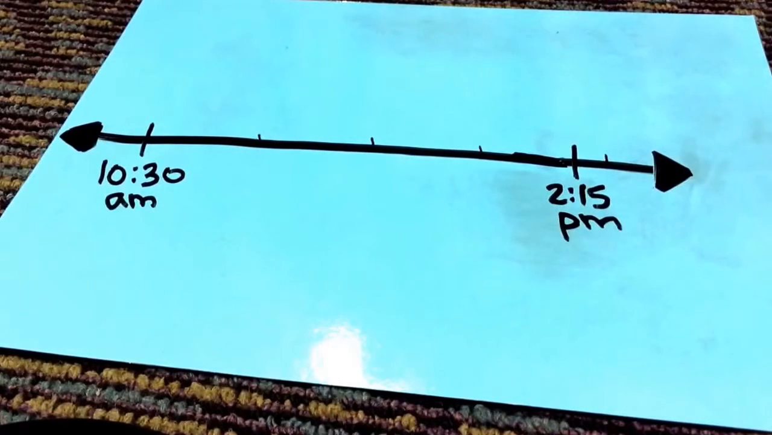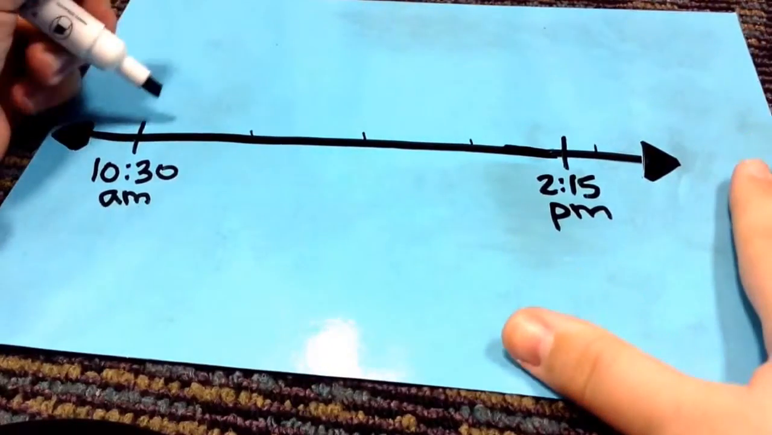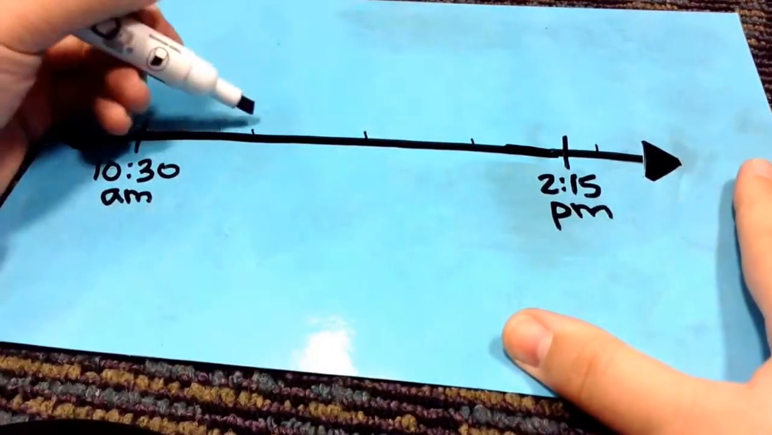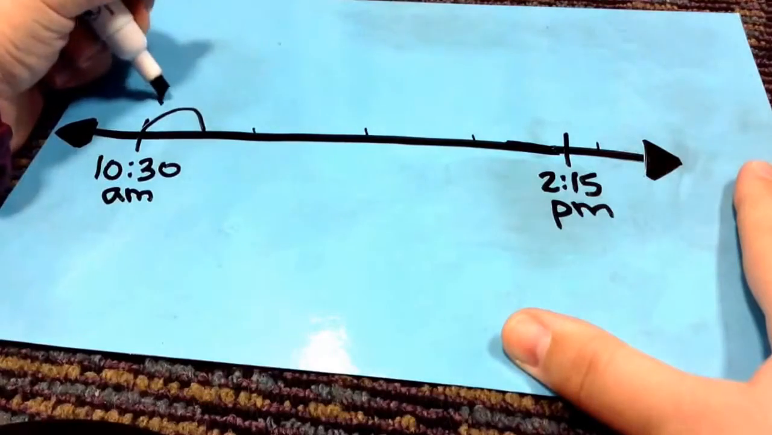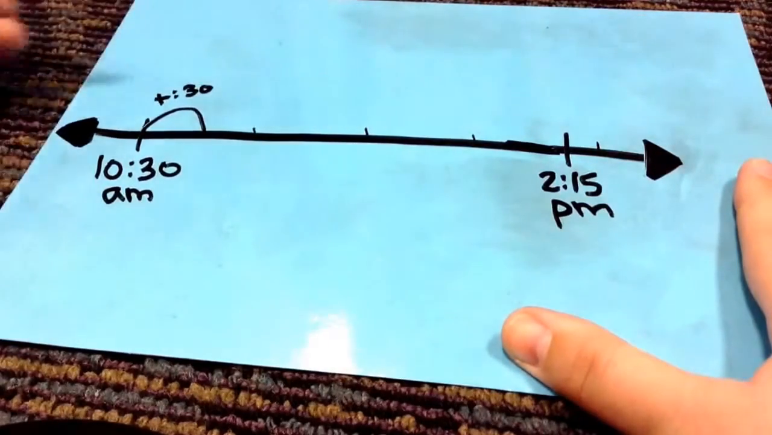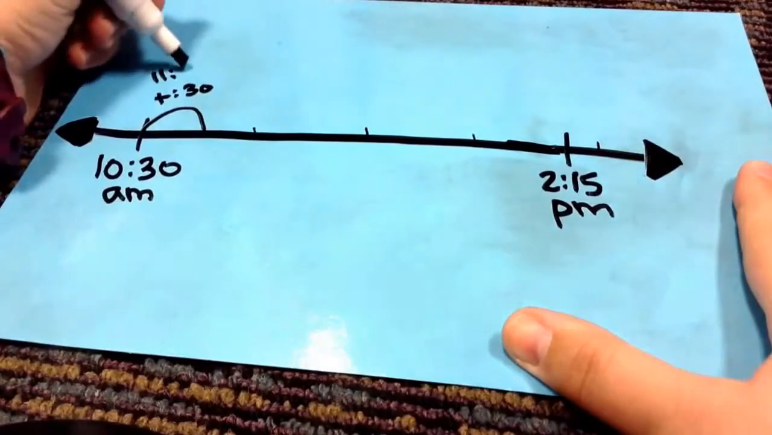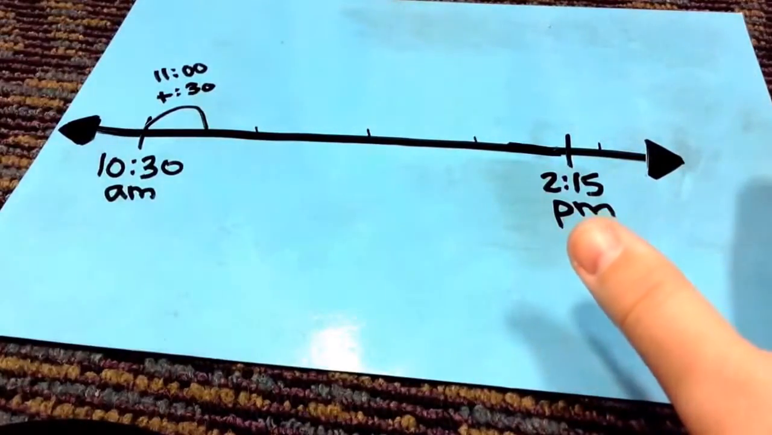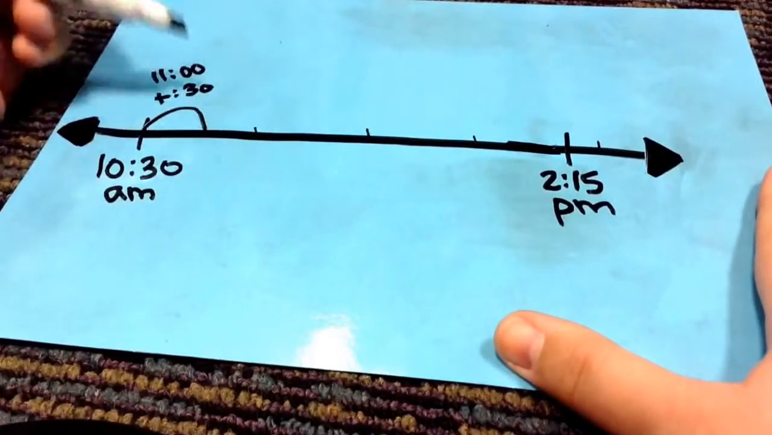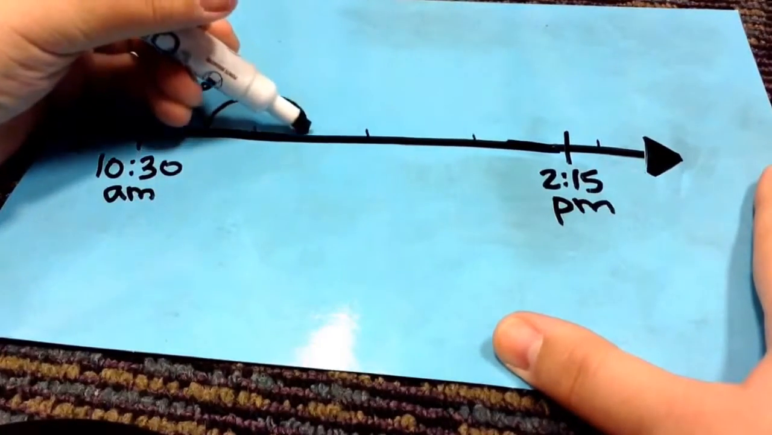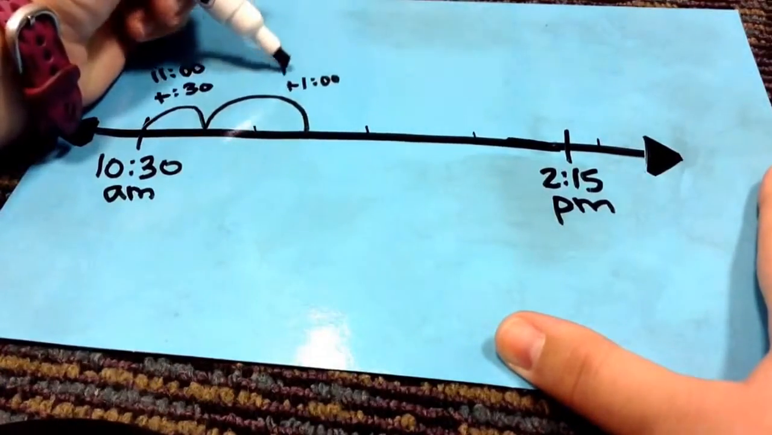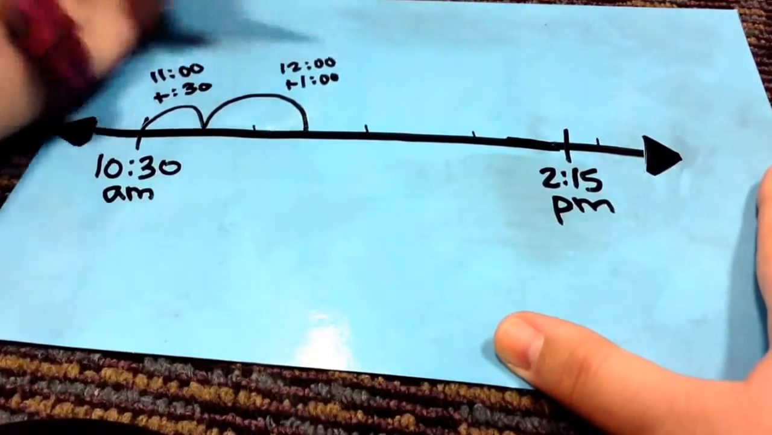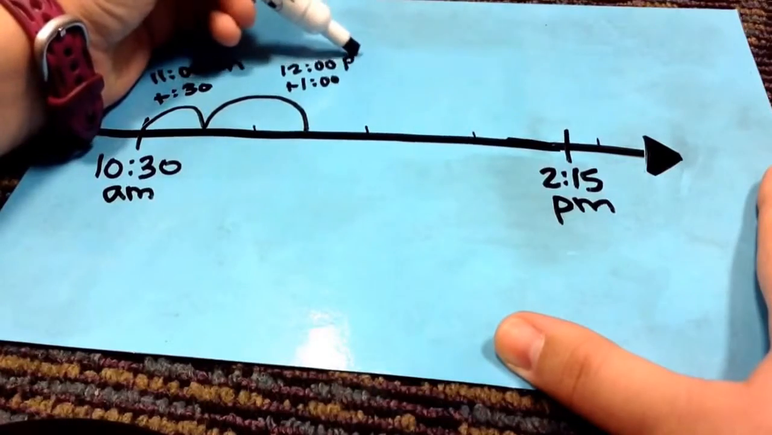Okay, so first what we're going to do is take a small jump to get to a more familiar number. So our first jump will go from 10:30 to 11, so we want to go right in the middle, and this is plus 30 minutes, and it gets us to 11 o'clock. Then we're going to take another jump, and the easiest number is an hour. So we're going to jump an hour. So we have plus 1 hour, which gets us to 12. This is AM, and this takes us to 12 p.m.